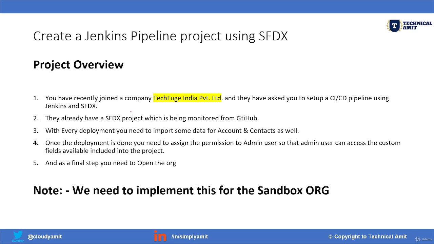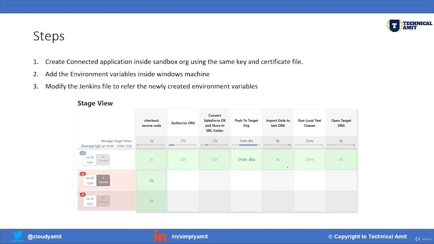In the previous video, we talked about how we can set up the Jenkins pipeline with the help of SFDX, and we deployed to the production environment. This time we are going to deploy the same project to the Sandbox environment. So how can we do that? For this, these are the steps that we need to follow.